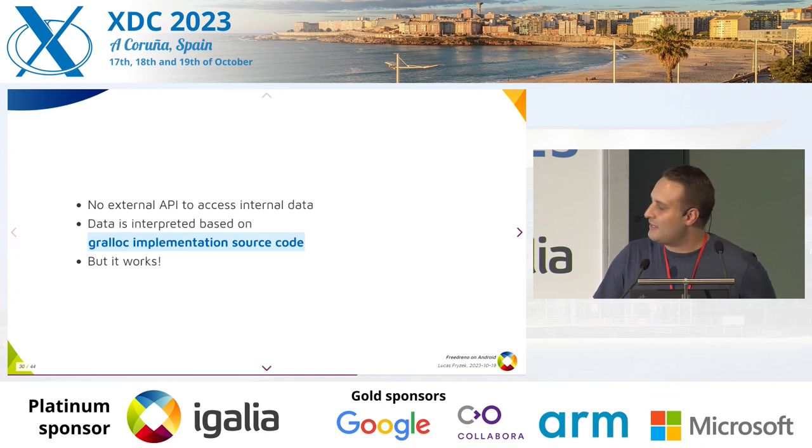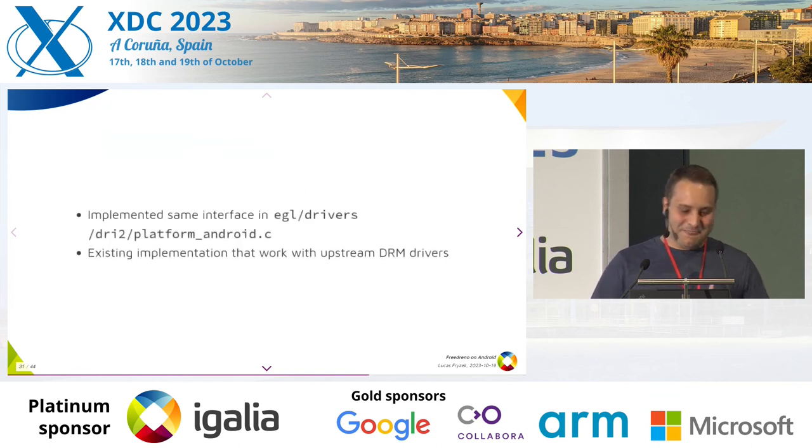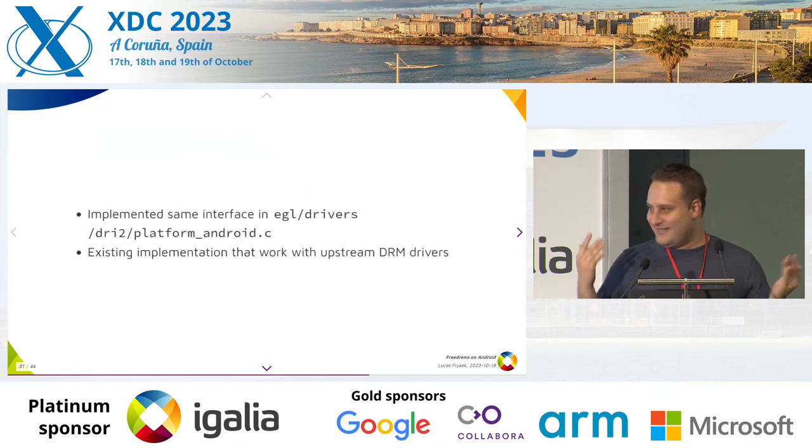And that code that I just showed from Turnip, the way that they figured that out is they looked at the Gralloc source code for Qualcomm, they figured out where the data is in the structures and just hacked it and made it work. And it works. You can draw to surfaces. It's not pretty, but it works, and it may or may not break in a future update. Just trying to get things working, I implemented the same interface for platform Android, but this quickly becomes quite unmaintainable.